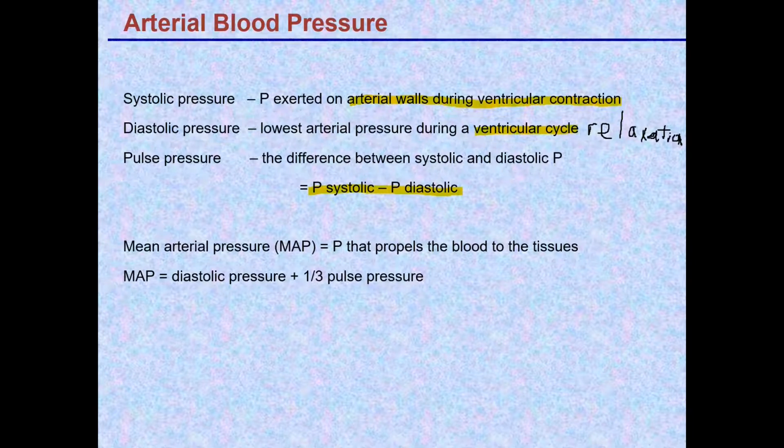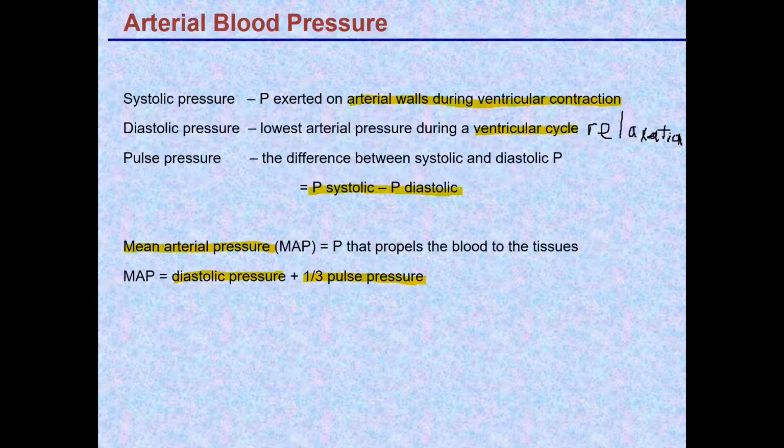Typically we do talk about blood pressure in terms of systolic and diastolic, 120 over 80. But overall, I'd say the most important physiological measure of how well blood will flow through tissues is given by the mean arterial pressure, the average arterial pressure. And that is equal to the diastolic pressure plus 1/3 pulse pressure.